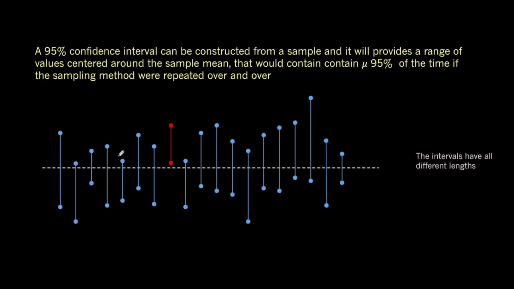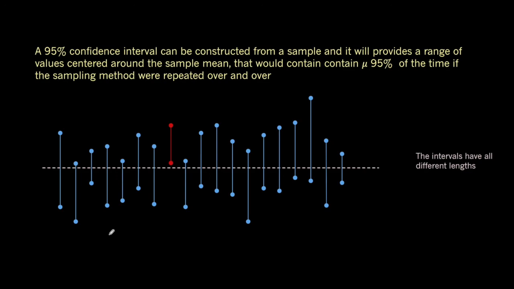So let's reiterate once more what we're doing. A 95% confidence interval can be constructed from a sample, and it will provide a range of values centered around the sample mean that would contain mu 95% of the time if the sampling method were repeated over and over. So the same picture we had before, but notice now that the intervals have different length.